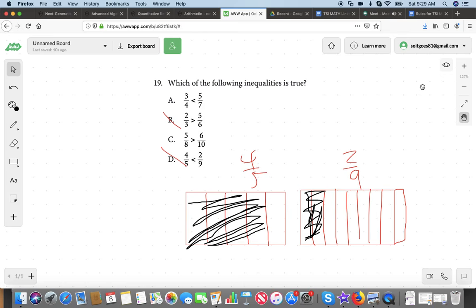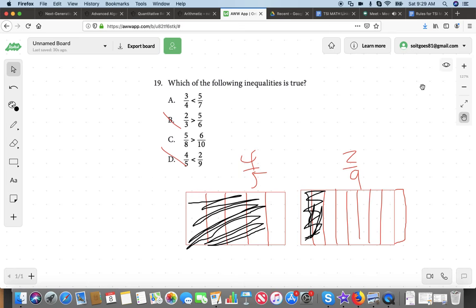Well, let me teach you a little trick for common denominators. The lowest common denominator is always kind of ideal. You may not find the lowest common denominator, but you will always find a common denominator if you just multiply the denominators.